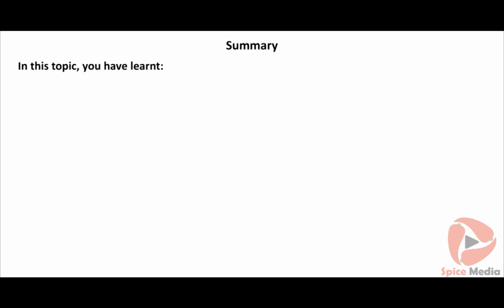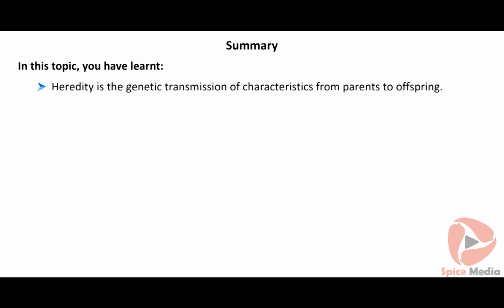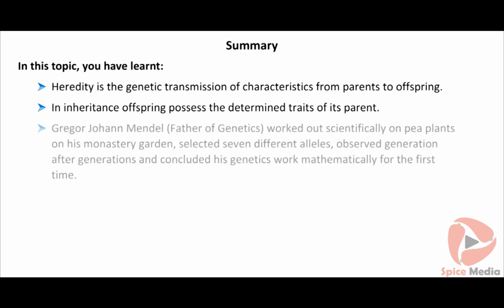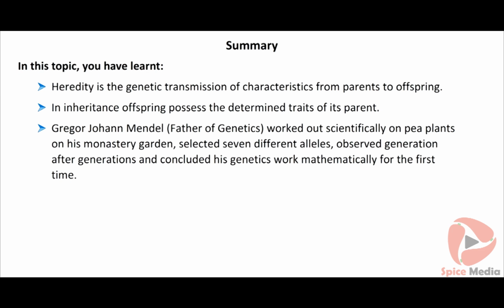In this topic, you have learnt heredity is the genetic transmission of characteristics from parents to offspring. In inheritance, offspring possess the determined traits of their parents. Gregor Johann Mendel, father of genetics, worked scientifically on pea plants in his monastery garden, selected 7 different alleles, observed generation after generation, and concluded his genetics work mathematically for the first time.